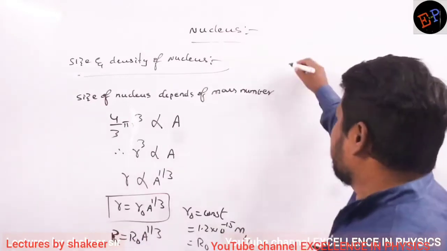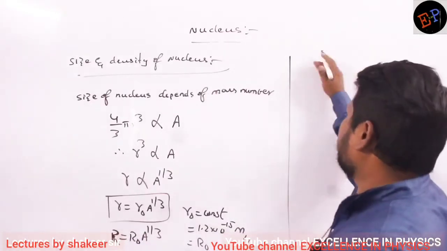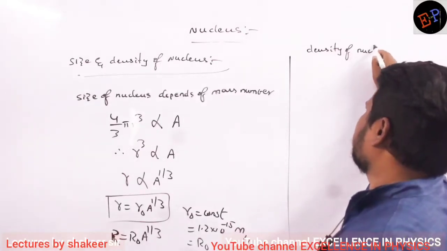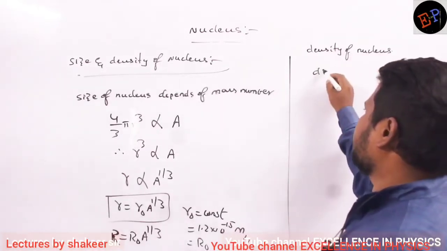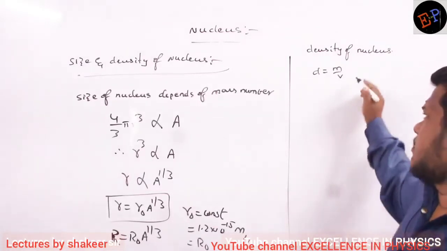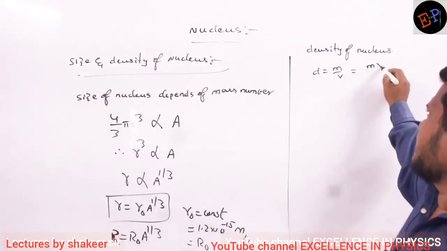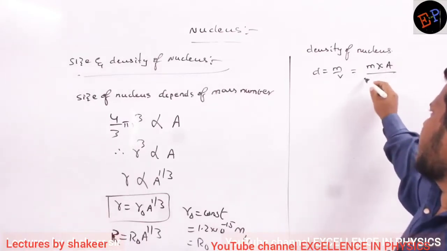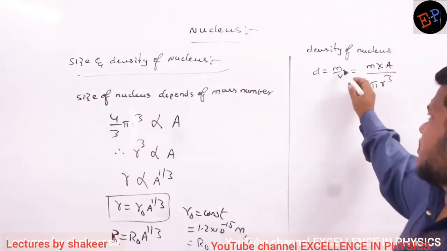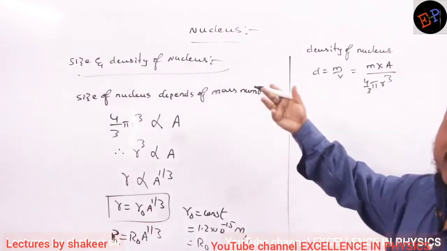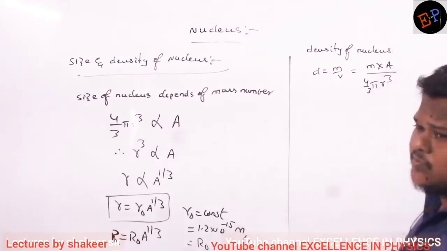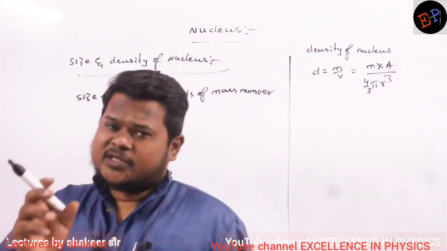Similarly, you can calculate the density of the nucleus. The formula of density is equal to mass by volume. No? Density is equal to mass by volume. Mass means what? I can write m into A divided by 4 by 3 pi r cube. Listen very carefully. What is m here? Mass of the total nucleus, how can I calculate? A means what? Mass number. It is just a number.